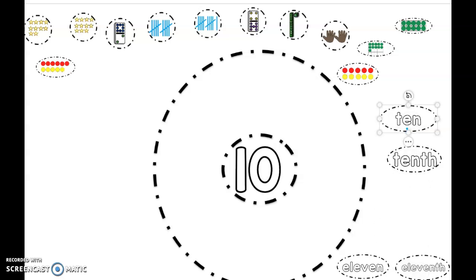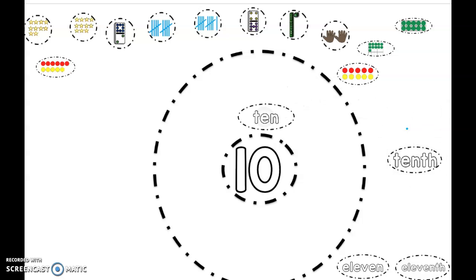So I'm going to look at these. I have 10 and 10th. So 10 is my number word, T-E-N, 10. And then 10th is my ordinal number word, which means you're in 10th place, or number 10 in line. 10th in line, then you're number 10. So both of those match, so I'm going to move it in.